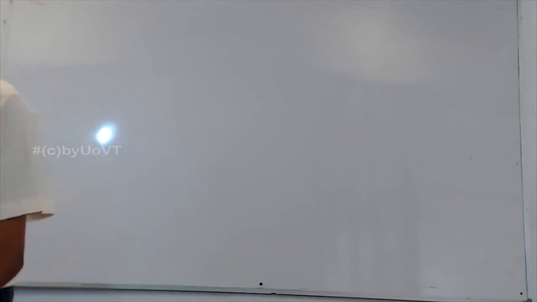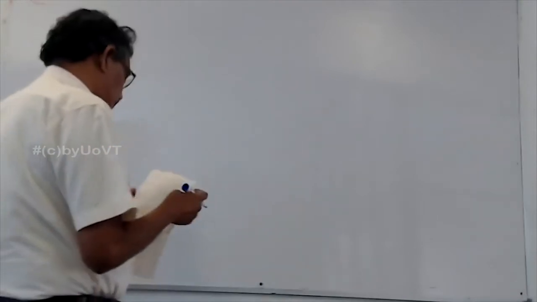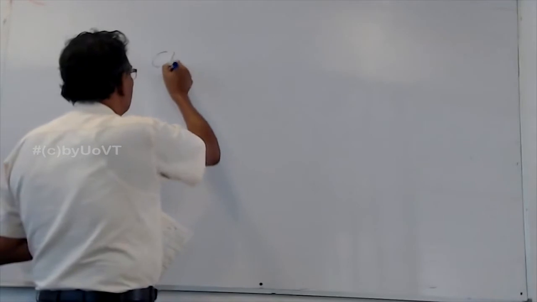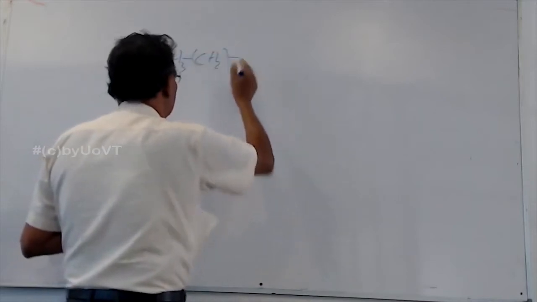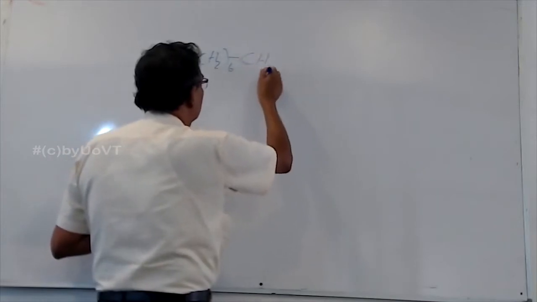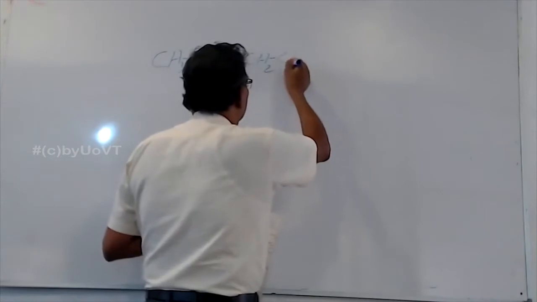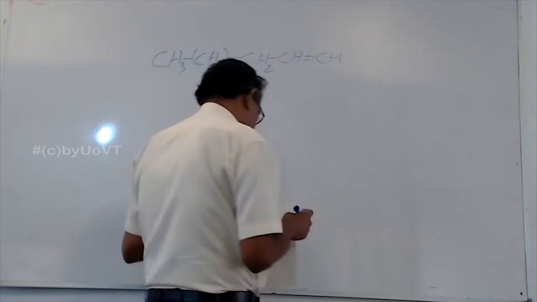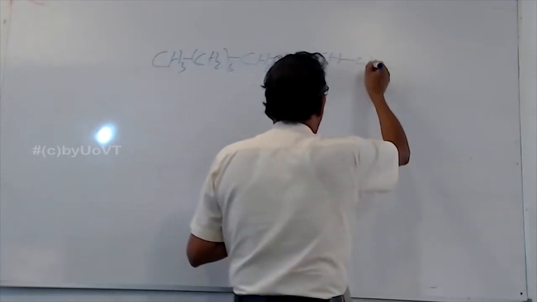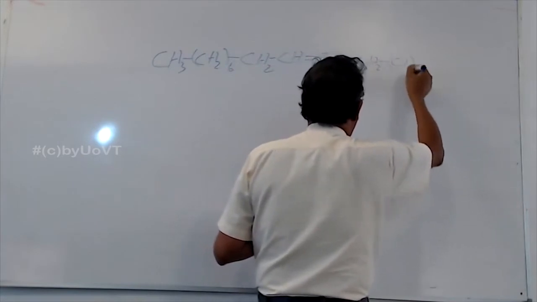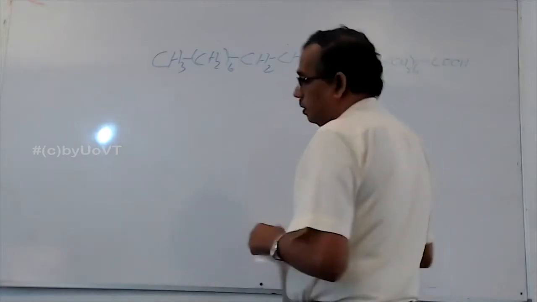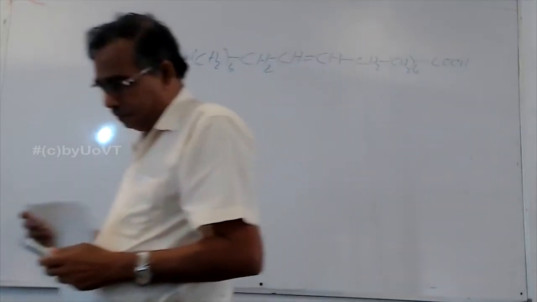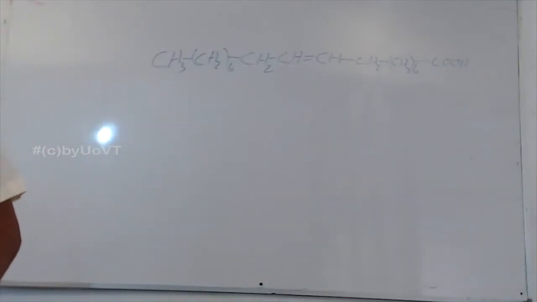I will take this example. CH3, CH2 six times, CH2, CH, double bond, CH, CH2, CH2 six times, COOH. This is the example.